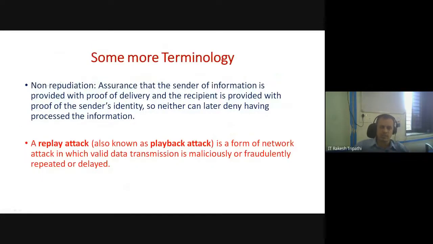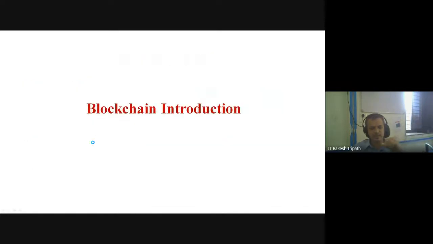Some more terminology. Non-repudiation, I've already told you, means a sender should not be able to deny sending, or a receiver should not be able to deny that they have not got the message. And a replay attack is when the same transmission is repeated or delayed. It's called a replay attack. Now we'll start with the blockchain introduction.